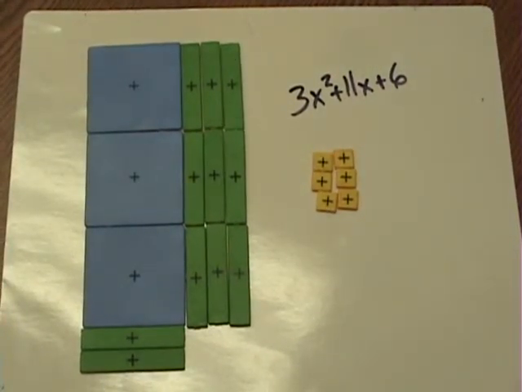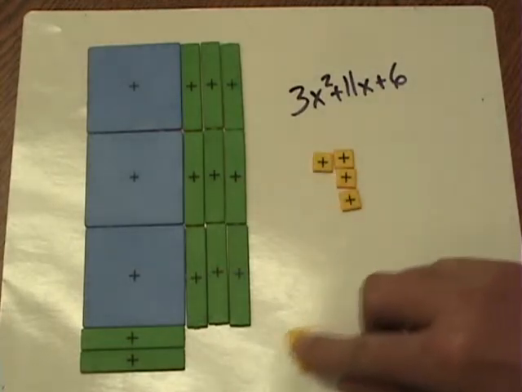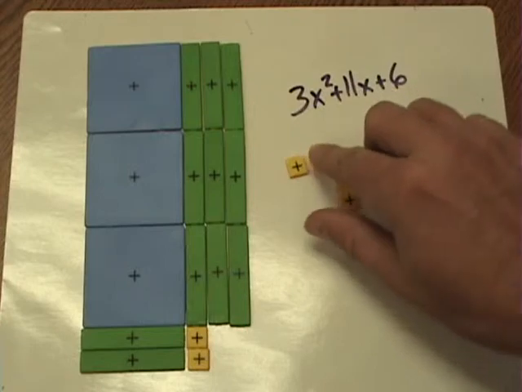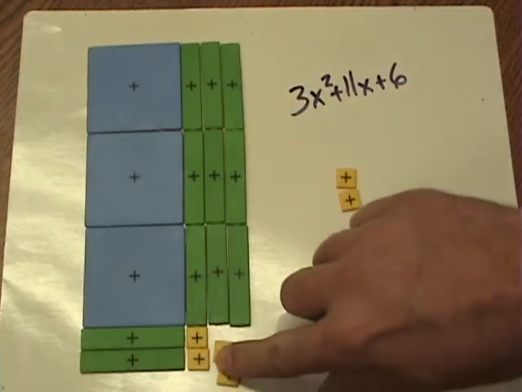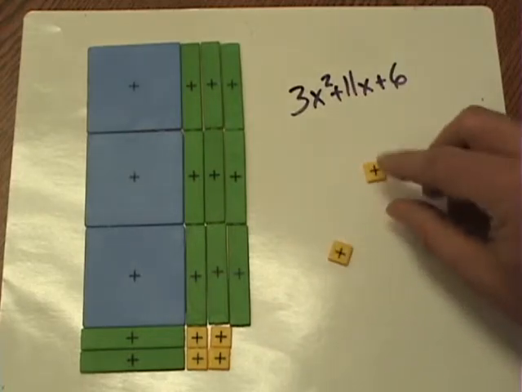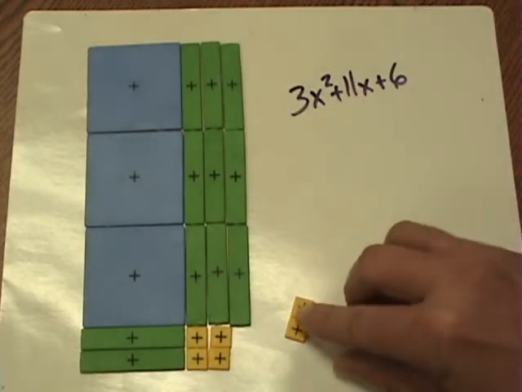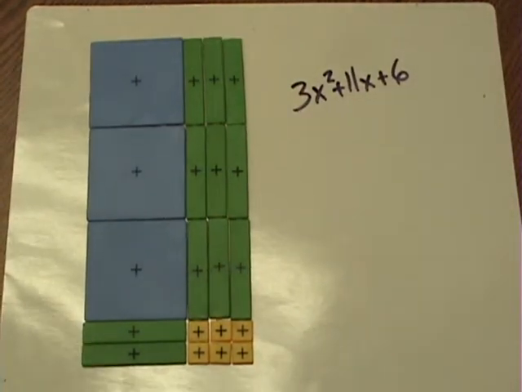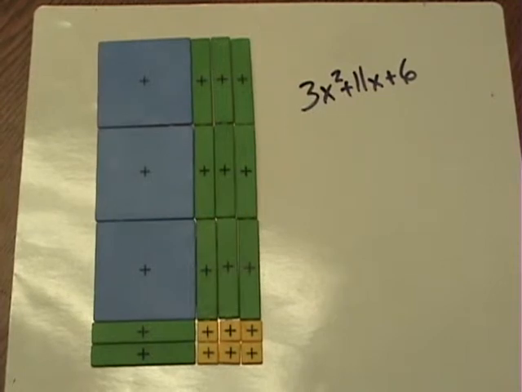Okay, well, I have my 6 left over, and luckily I have 2 rows and 3 columns of these x's that are 1 unit long. And my 6 is going to fit in there. So I have my rectangle. So I know that I can easily factor this using the algebra tiles.